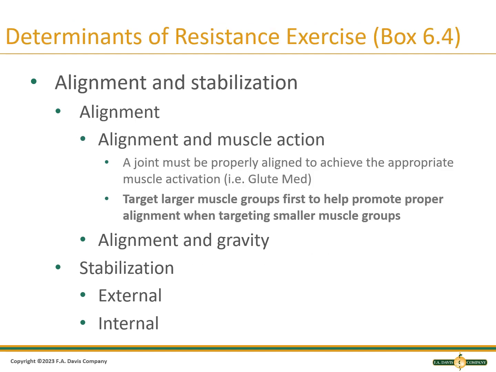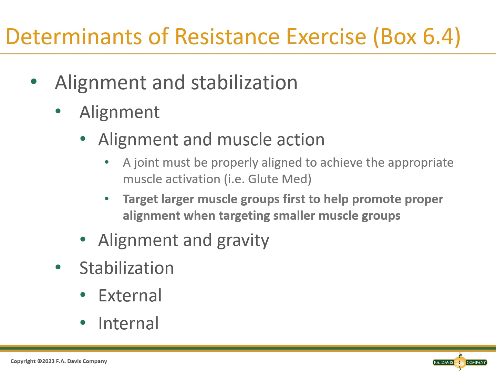When applying resistance exercise, there are several factors that we need to look at, and you can take a look at those in box 6.4 if you would like. We'll go through them here. But alignment and stabilization are going to be pretty substantial factors because we need to make sure that we have the body segments aligned appropriately to get the muscles working in the right way in order to see the strength gains that we're trying to achieve. We also need to make sure that we have stability in the proximal joints before more distal motion so that we don't cause injury proximally.